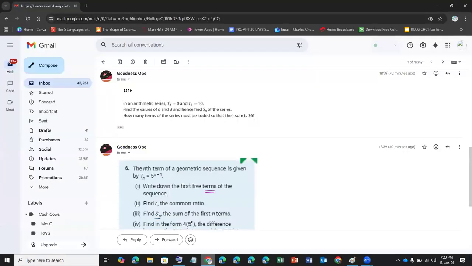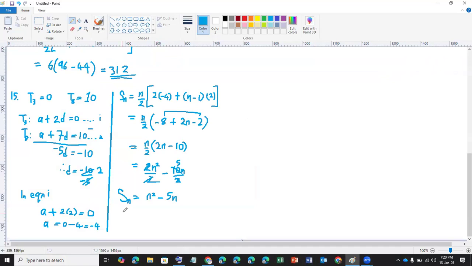What's the next one? It says how many terms of the series must be added so that the sum is 36. So in other words, I'm just trying to ask us, when will Sn be 36? What is the value of n that will make Sn equal to 36? That's just another way of saying it. Did you understand it that way? Yes, sir.